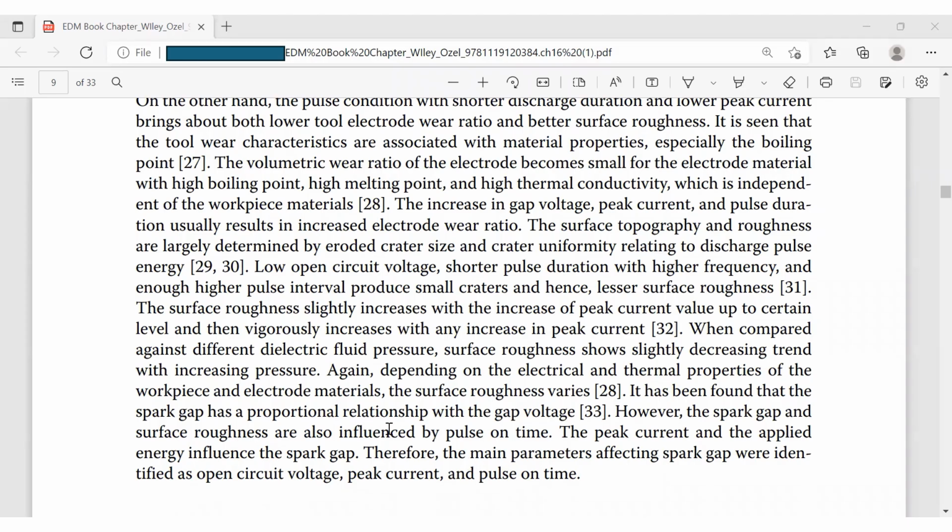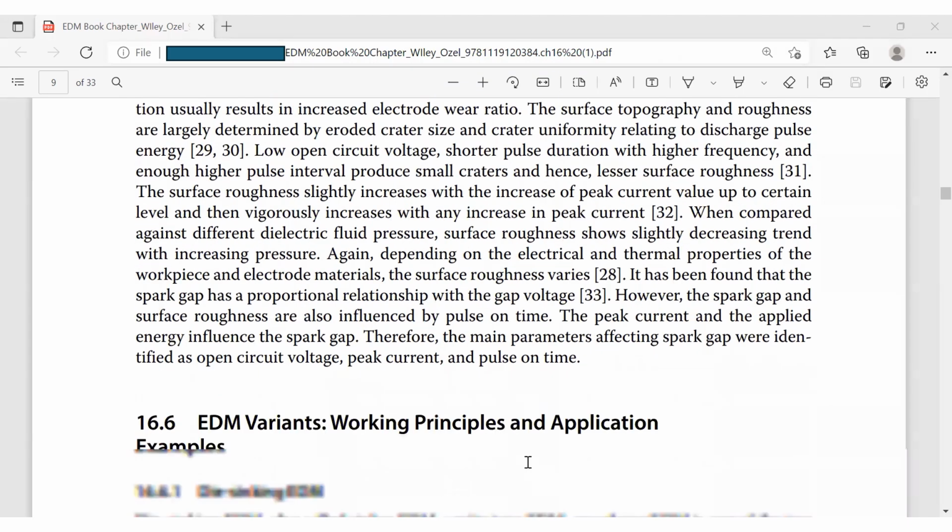Underscore this sentence, I'm going to ask you guys, okay? What are the three main parameters that affect the spark gap? Open circuit voltage, peak current, along with the pulse on time.